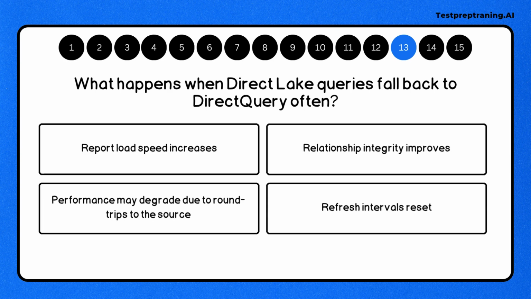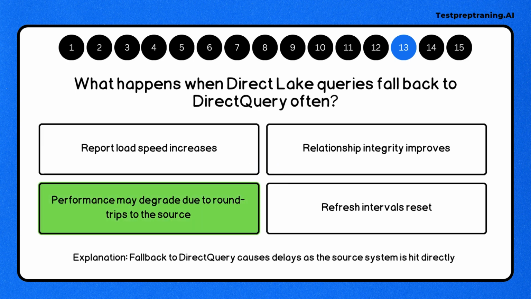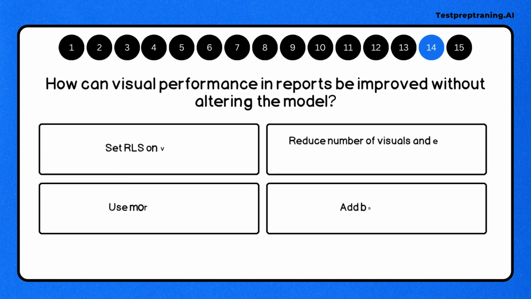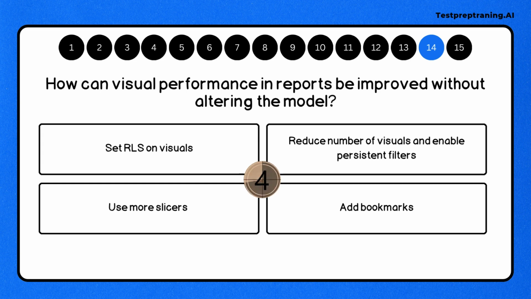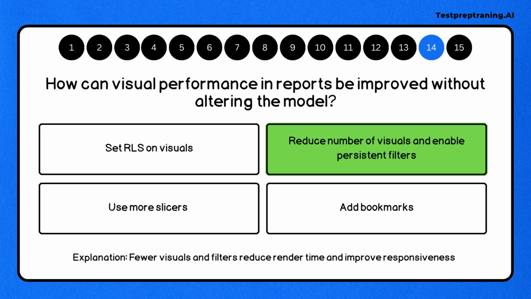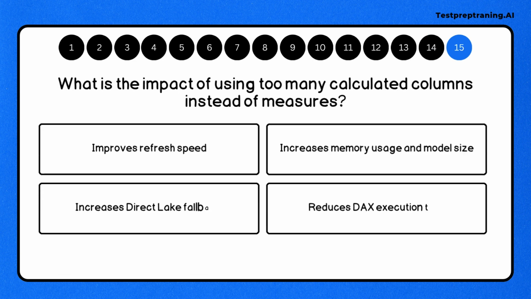Question 13. What happens when Direct Lake queries fall back to DirectQuery often? Correct answer is performance may degrade due to round trips to the source, as fallback to DirectQuery causes delays as the source system is hit directly. Question 14. How can visual performance in reports be improved without altering the model? Correct answer is reduce number of visuals and enable persistent filters, as fewer visuals and filters reduce render time and improve responsiveness.